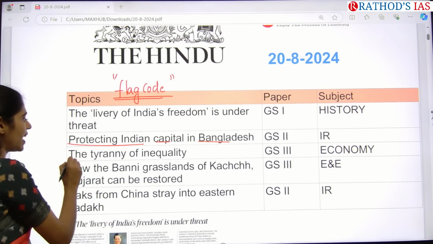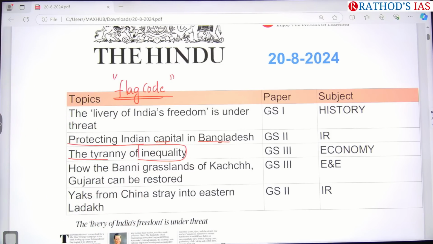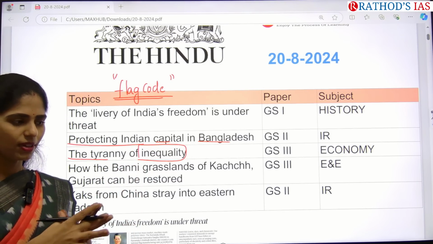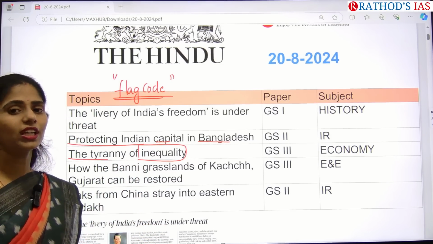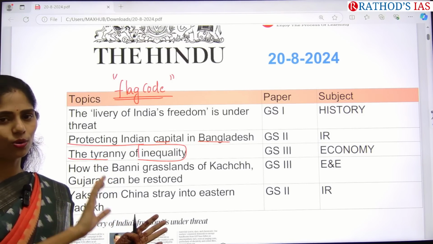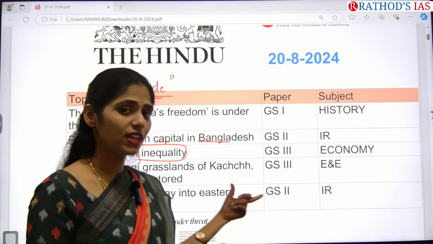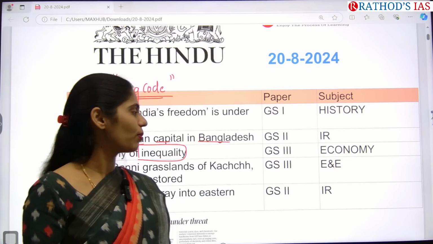And this one is the tyranny of inequality. This article is talking about inequality in our country and gives data on how much of the population of India is rich and how much is poor, and what measures we have to take. That is from your economy point of view.